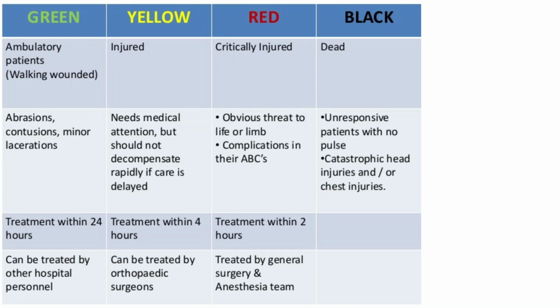Like now when I say this color code, green is ambulatory, yellow is injured, red is critically injured, which requires immediate attention, and those patients are taken to a center where you have a better facility. Green is taken to a center where the facilities are lesser.